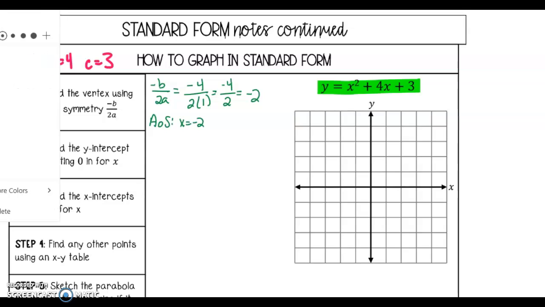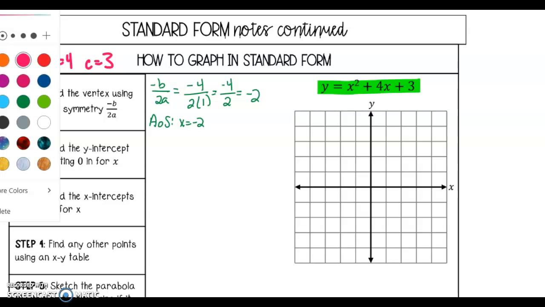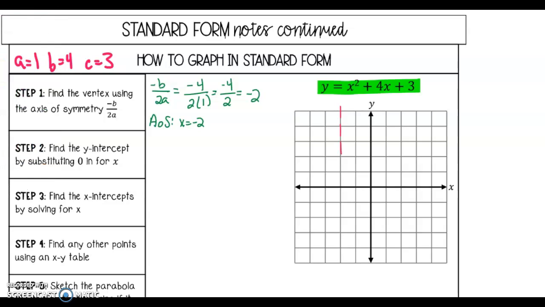Okay, let's go ahead and just real quick draw that in. So it's a vertical line going through negative 2. Let's just make it there. I don't make it really dark. There's our axis of symmetry.